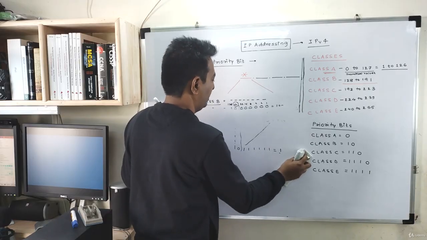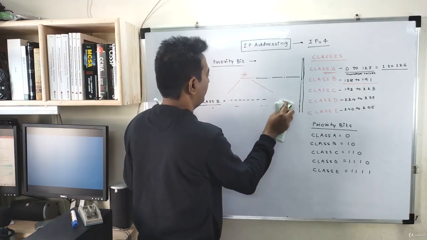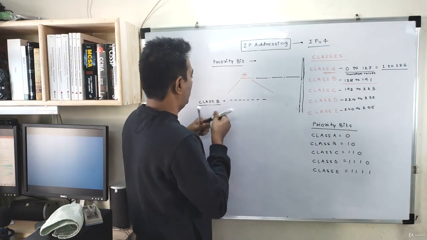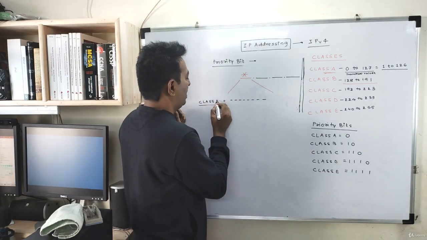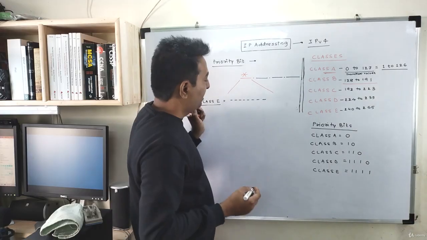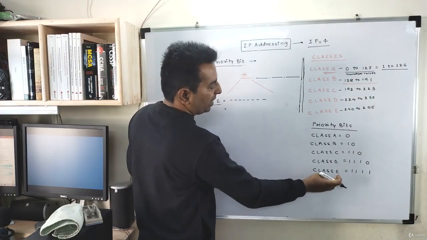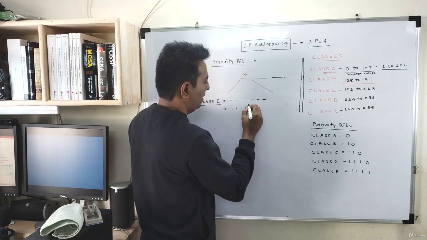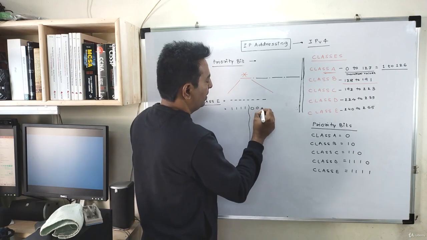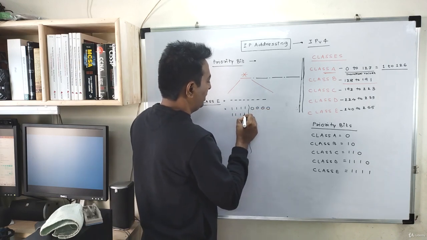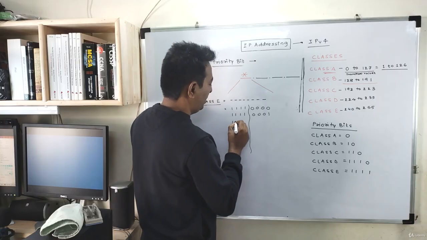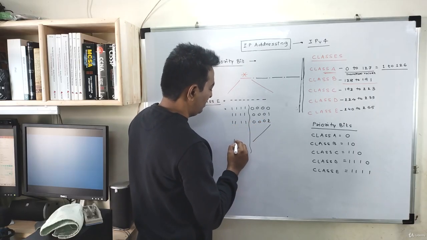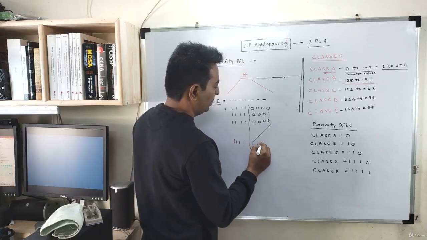So I'll just remove this. So in a similar way you can calculate the range for, now let me directly take class E. So class E, what is the priority bit? 1, 1, 1, 1. So it is going to be 1, 1, 1, 1. It's not going to change. So 1, 1, 1, 1, 0, 0, 0, 0. At the max, what will happen here? All zeros will become 1.